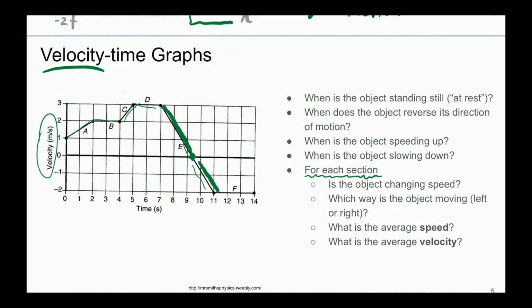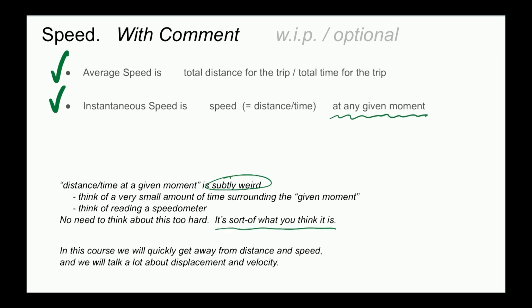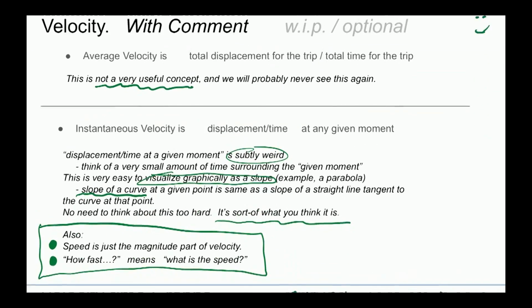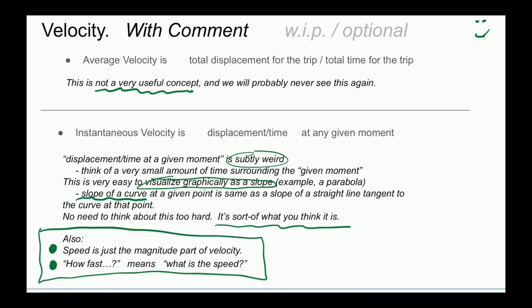All right, so let's go on. I'm going to make a couple comments about speed and velocity and what they mean. You now know average speed, you know instantaneous speed, and you know what they mean. There's a subtle weirdness to dividing a distance by a time, and that gets into calculus concepts, I don't think it's worth worrying about, and I think speed is just what you think it is. It's the reading on your speedometer on your car.